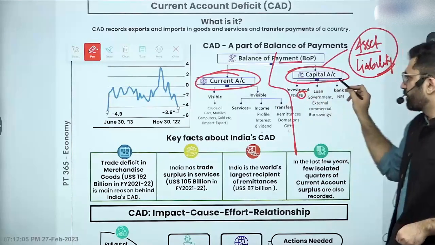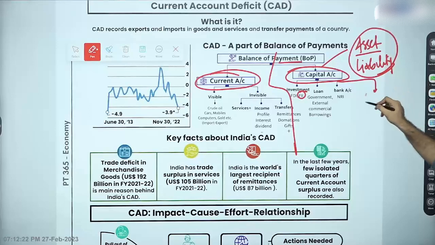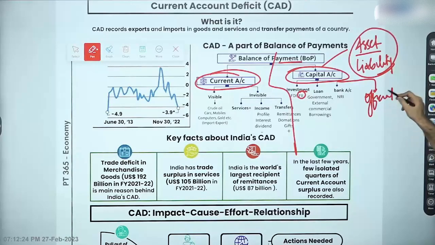One thing which they missed out: are foreign exchange reserves part of current account, capital account, or part of the balance of payment accounts? It is part of the capital account. The official reserves are also capital account.